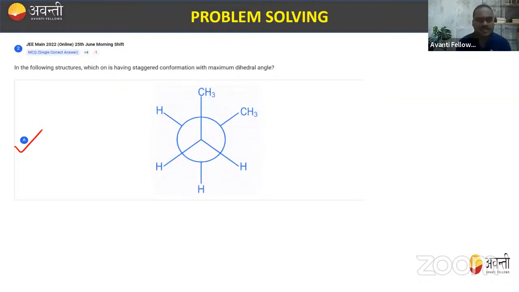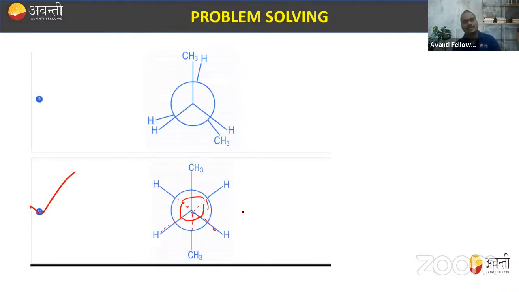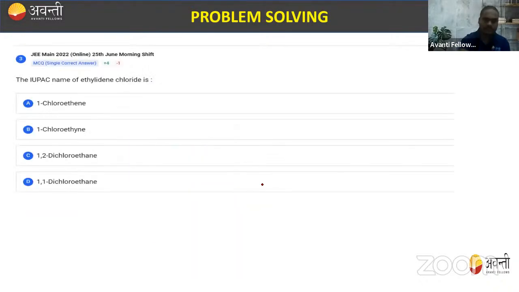In the following structures, which one has a staggered conformation with the maximum dihedral angle? So the maximum dihedral angle is shown by this, that is C. Right, so C is the correct option.